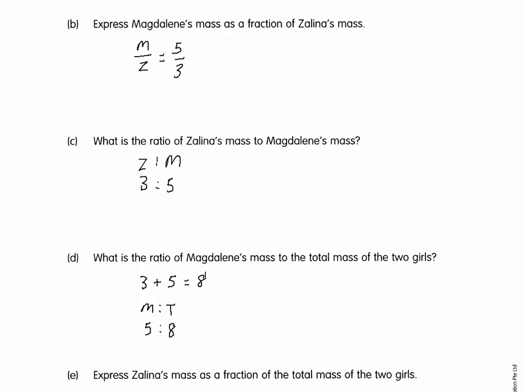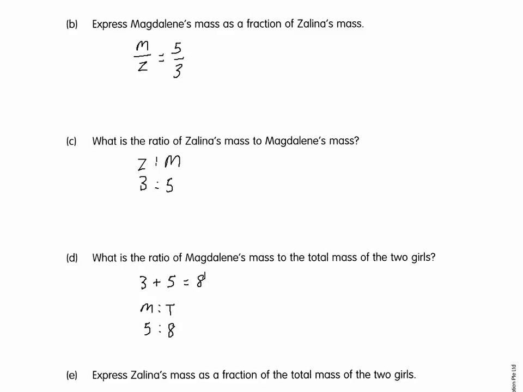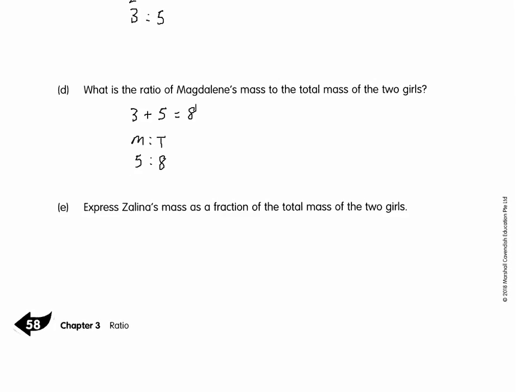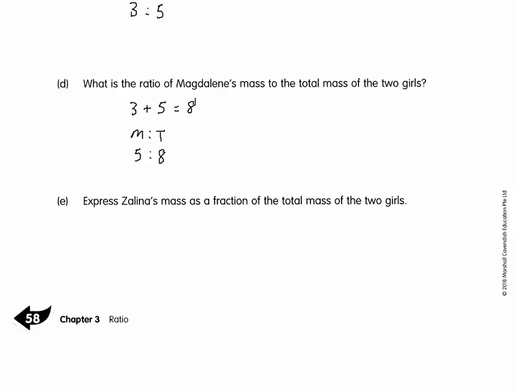So the last part, express Zelina's mass as a fraction. So I have Zelina over total. And you know that Zelina is how many units? 3, right? And the total is 8. Anyone has any problem so far? No. Okay. So let's look at the next page.